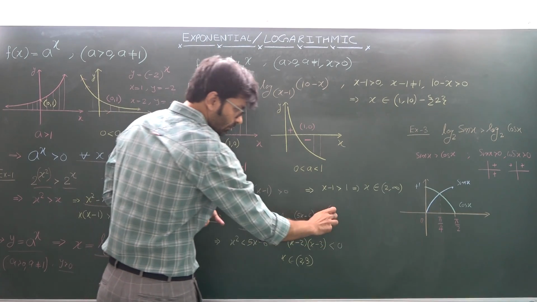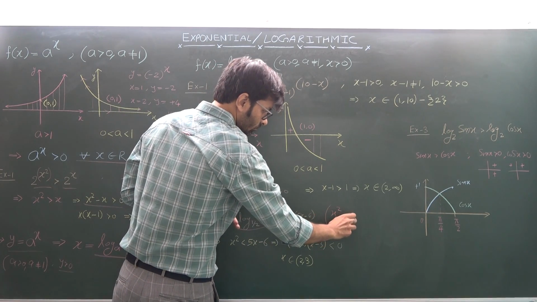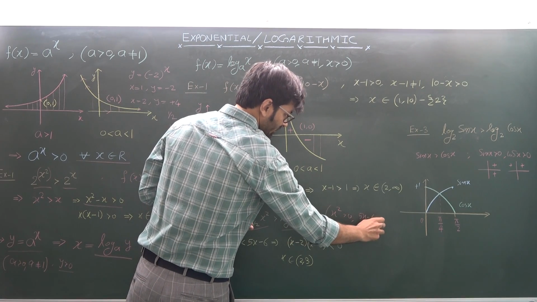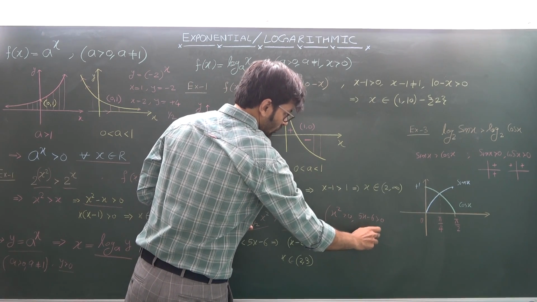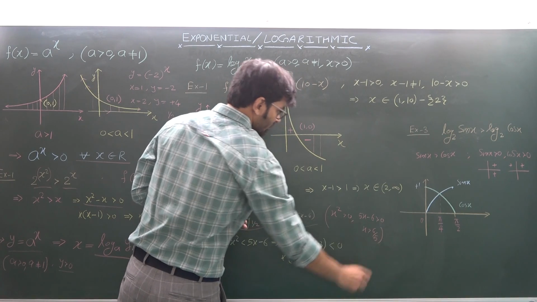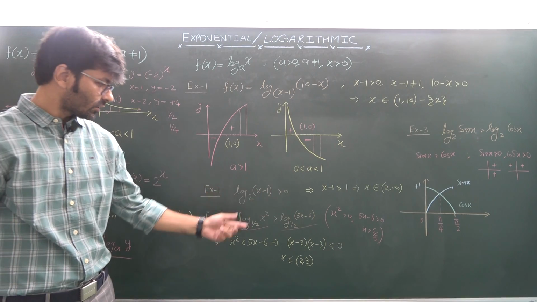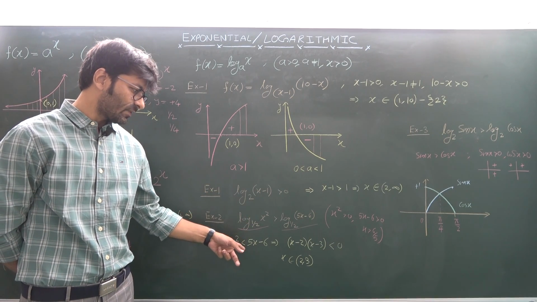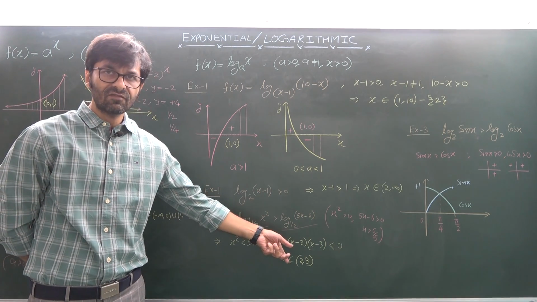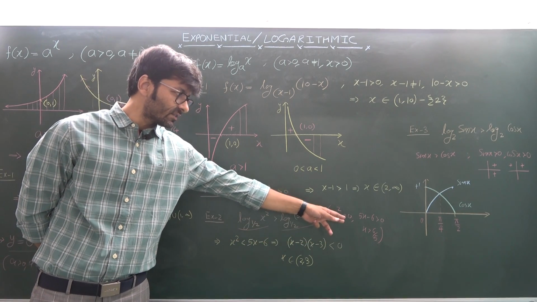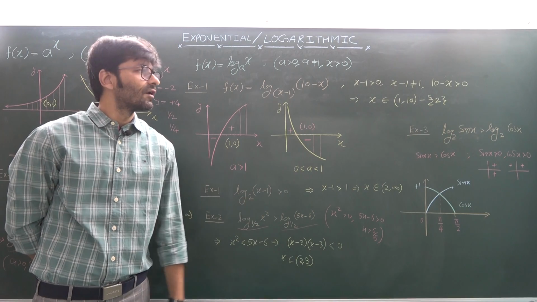So x square should be positive and this 5x minus 6 should be greater than 0. So overall x should be greater than 6 by 5. Solving these two, x square less than 5x minus 6, using the wavy curve method, you can find the solution. X lies between 2 to 3, which satisfies this condition, x greater than 6 by 5.